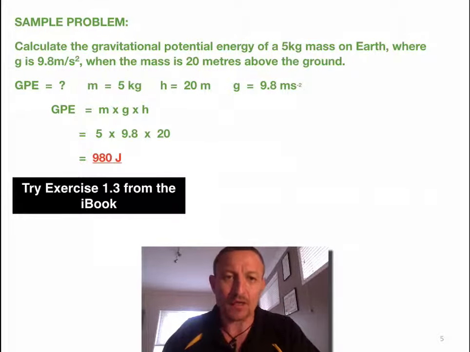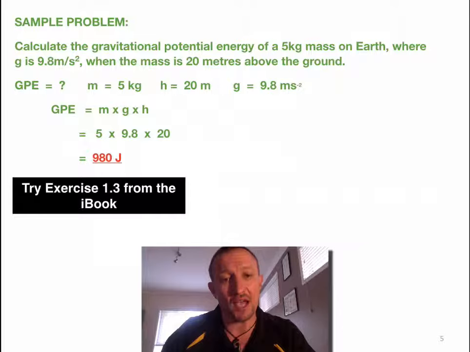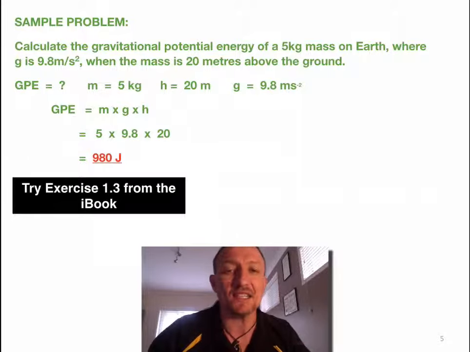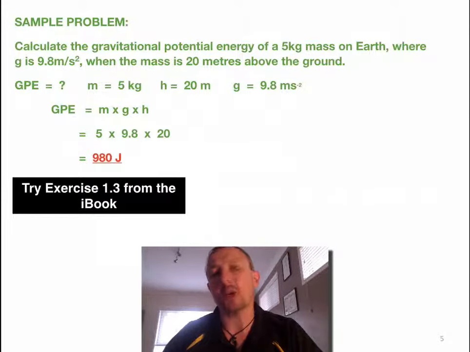So all I have to do is substitute that into the formula. Write down the formula. GPE is m times g times h. So it's 5, the mass, times the acceleration due to gravity, 9.8, times the height that it's been raised, which is 20 meters. Comes out at 980 joules. So very, very straightforward. Just follow the process that we've gone through here and you won't go wrong.